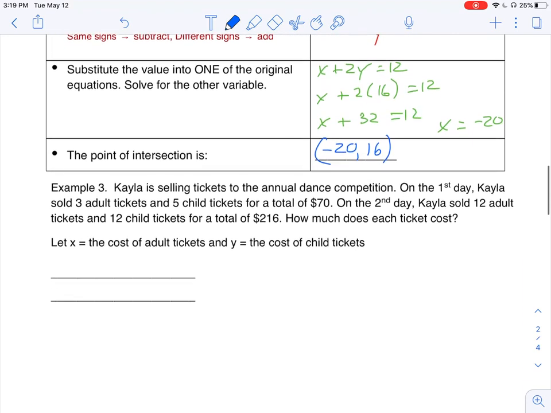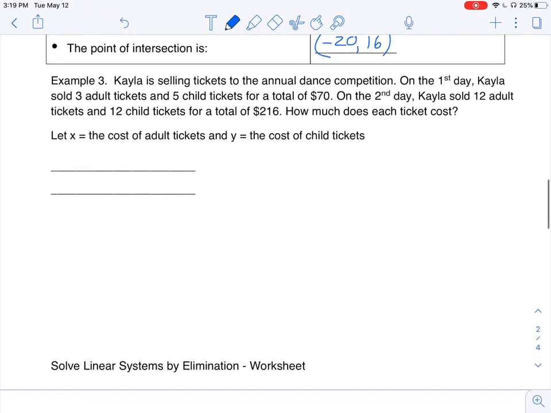Our final example, a bit of a word problem. Kayla is selling tickets to the annual dance competition. On the first day, Kayla sold 3 adult tickets and 5 child tickets for a total of $70. On the second day, Kayla sold 12 adult tickets and 12 child tickets for a total of $216. How much does each ticket cost? So we have our let statement here. So x is the cost of adult tickets and y is the cost of children's tickets.